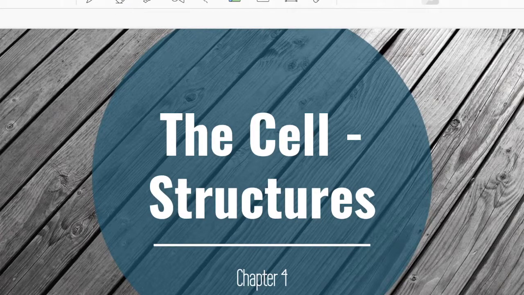All right, today we are going to talk about cell structures. We're not going to spend a lot of time on any one structure because we'll talk about several structures as we move through the class. This is going to be a nice survey of the different structures that can be found within cells.